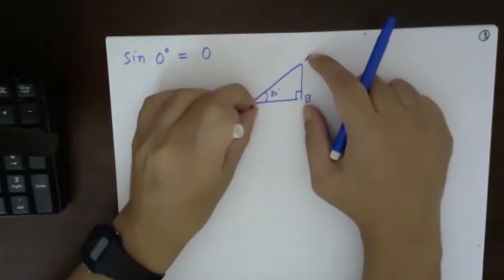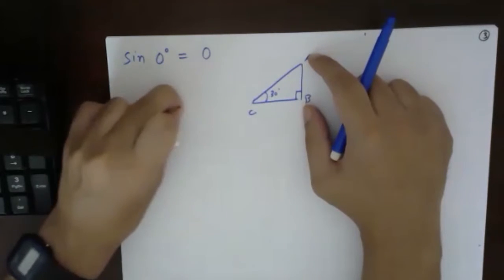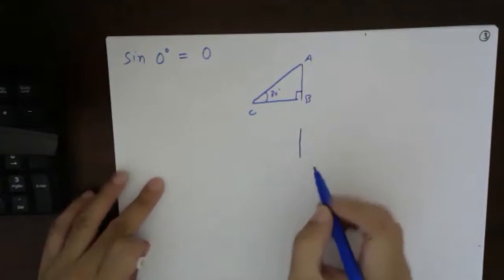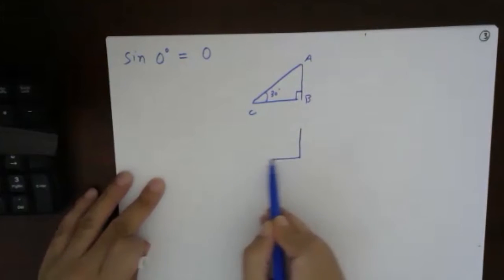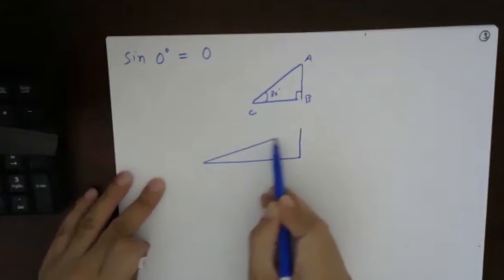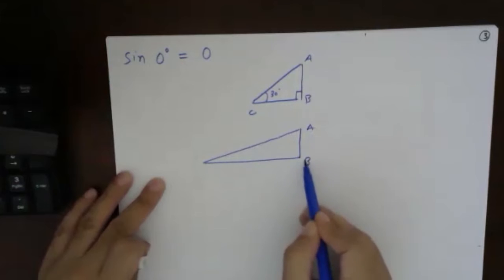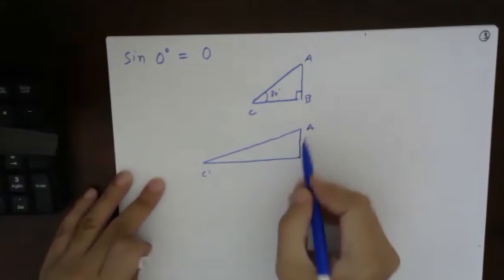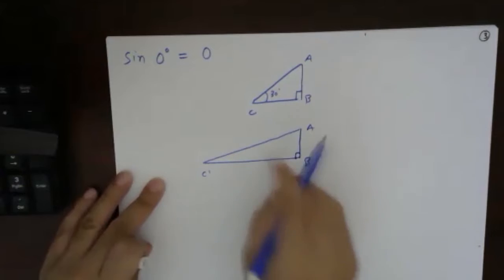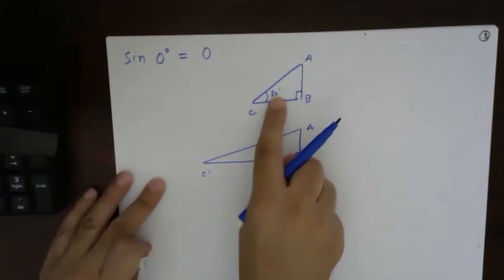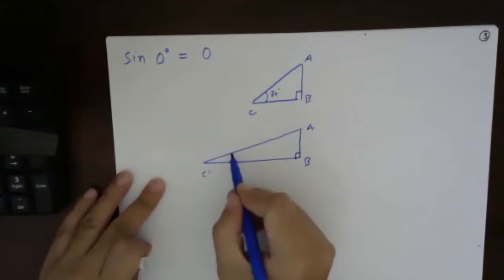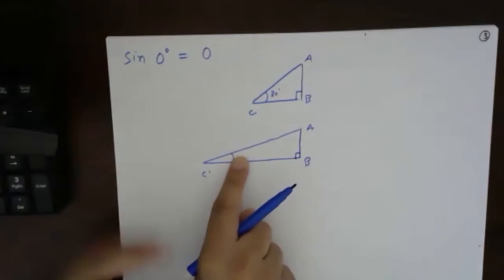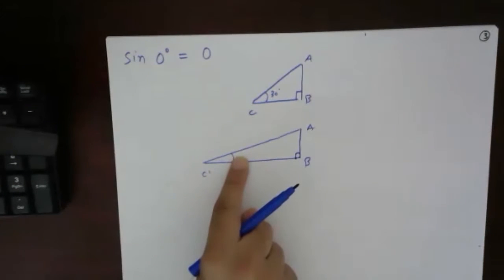If I stretch this C, the scenario will become something like this. AB will be the same, and C will be something like this. So this is AB, this is C1, suppose. Still this is 90 degree, and this was 30. So what will this angle become, greater than 30 or less than 30? This angle will become less than 30, right?